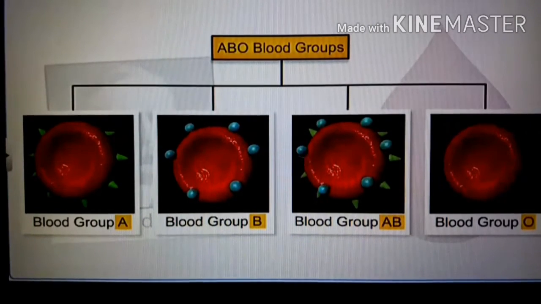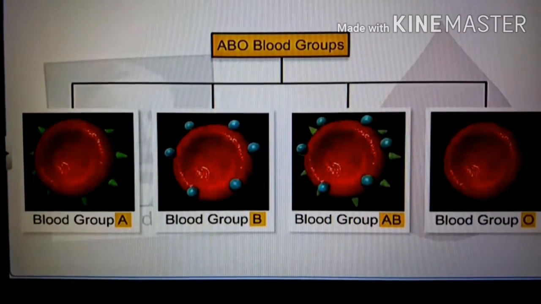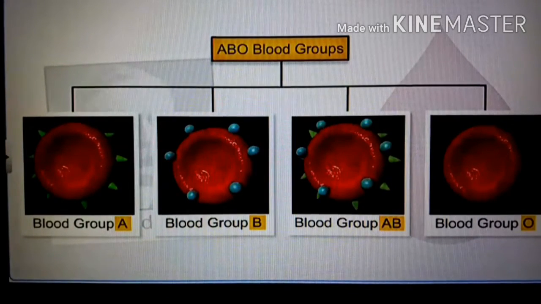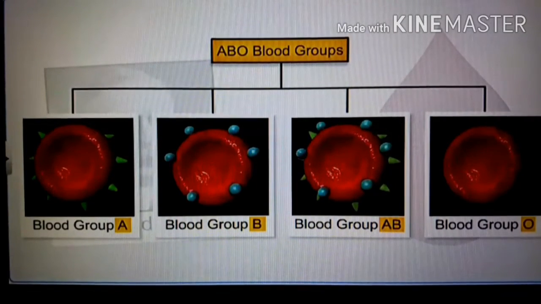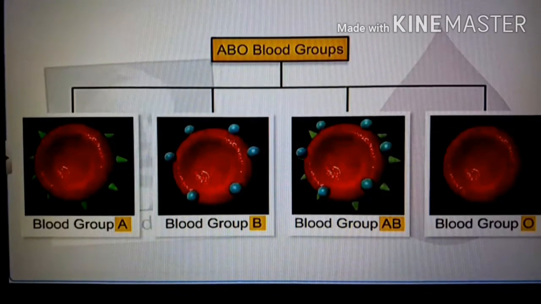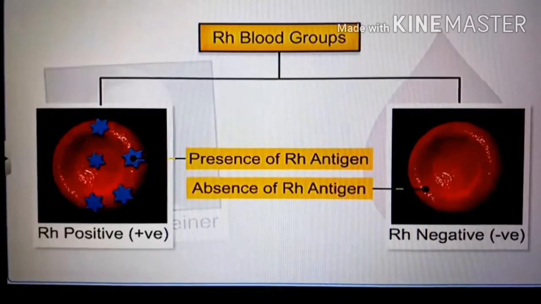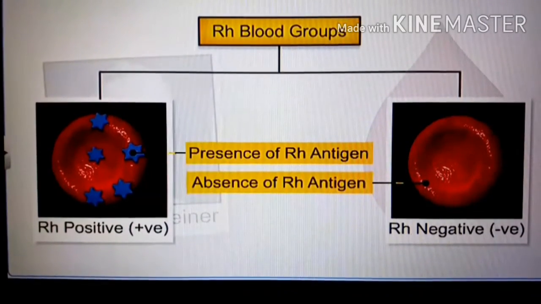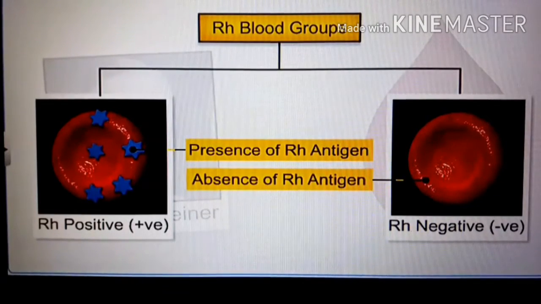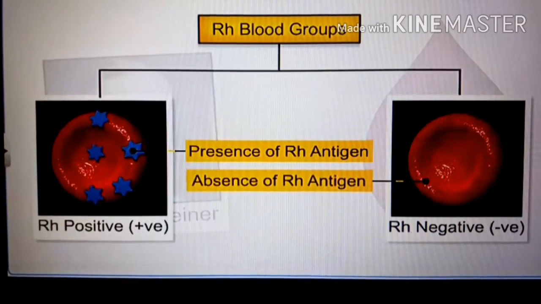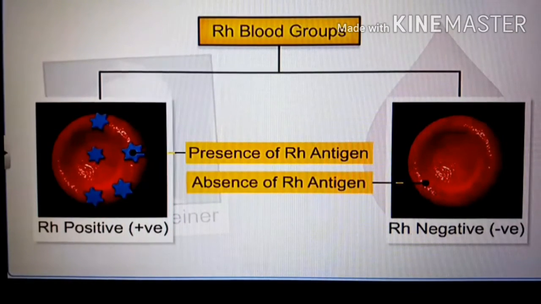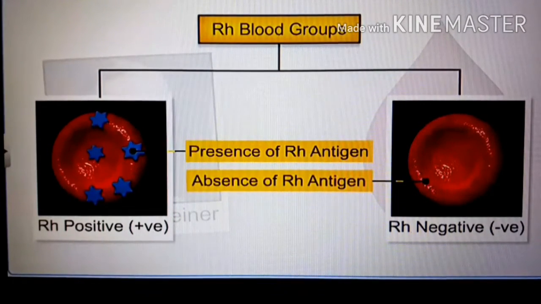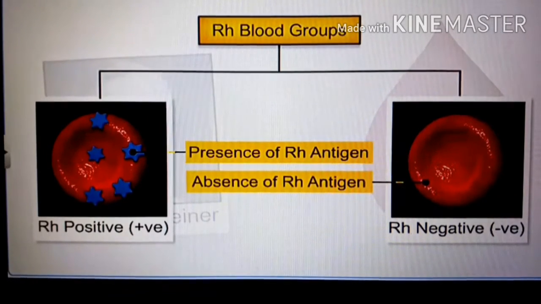And ABO blood groups are differentiated into blood group A, blood group B, blood group AB and blood group O on the basis of presence and absence of antigen A and B. And Rh blood groups are differentiated into two types on the basis of Rh antigens on the surface of RBC. If the Rh antigen is present, it means Rh positive. If the Rh antigen is absent on the RBC surface, it is called Rh negative.